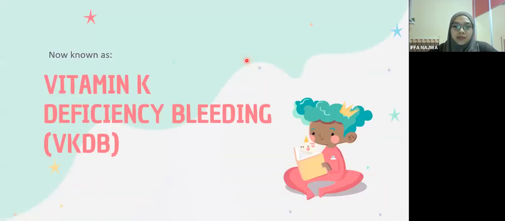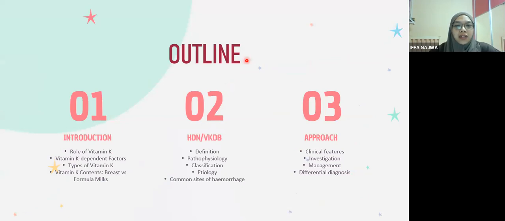However, that was the previous term used. So based on Nelson 21st edition, the newer term is vitamin K deficiency bleeding or VKDB. So I will use VKDB instead throughout this presentation. This is my outline for this presentation. Basically, it is divided into three: the introduction, the VKDB itself, and also how we approach the patient.